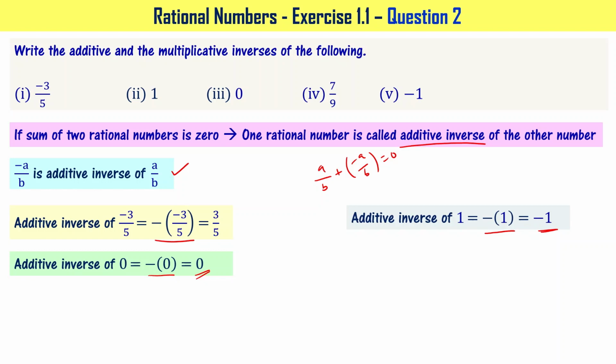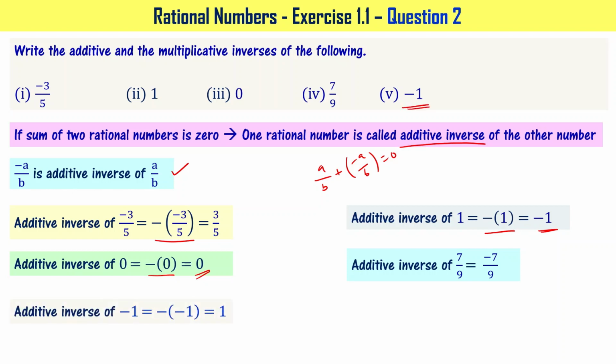right? Let's see the next part, that is additive inverse of 7 by 9. So additive inverse of 7 by 9 is going to be minus 7 by 9, right? So last part, additive inverse of minus 1 we have to write. Additive inverse of minus 1 is going to be minus of minus 1, that is equal to plus 1, right?